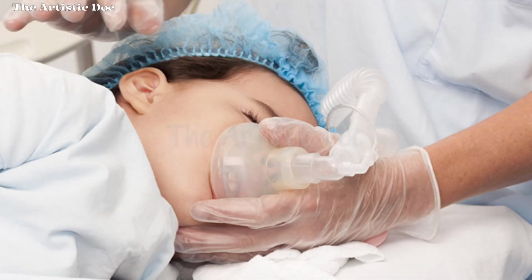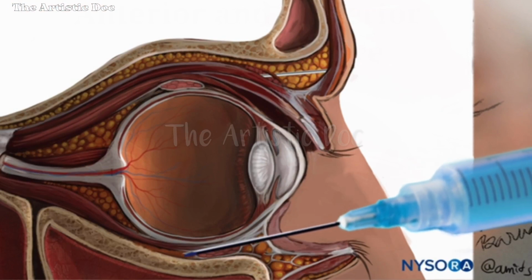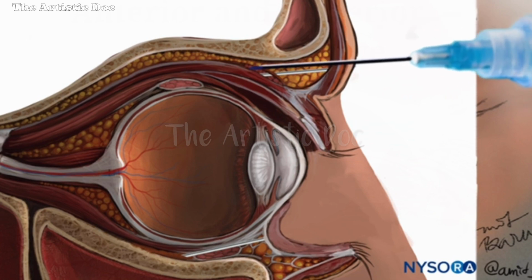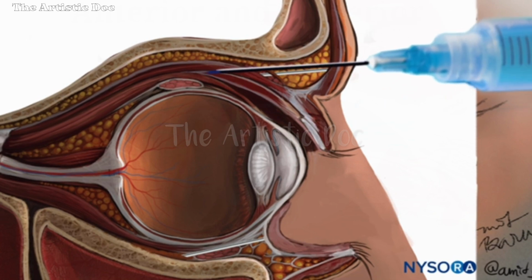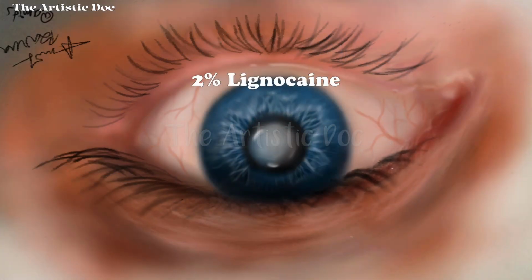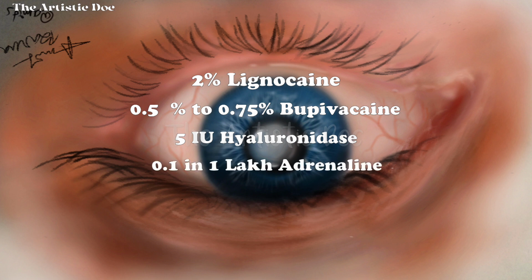Now see the anesthesia given to the patient. For children, general anesthesia is used. And for adults, parabulbar block is given. It is injected in the inferior and the superior portion of the peripheral orbital space. The agents used in parabulbar block are 2% lignocaine, 0.5 to 0.75% bupivacaine, 5 international units hyaluronidase, and 0.1 in 1 lakh adrenaline.